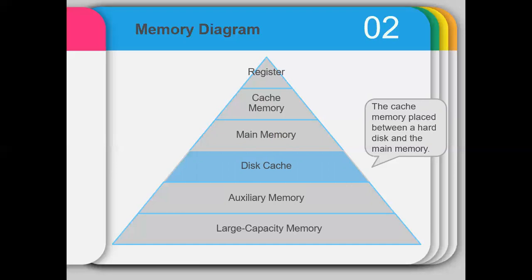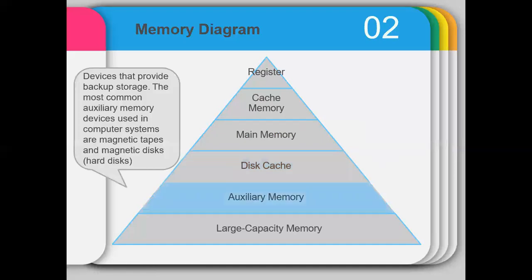Okay, between primary memory and hard drive, this disk cache will perform faster for data transfer or to store the data on the hard drive. Right. Next, auxiliary memory. This auxiliary memory provides backup storage.